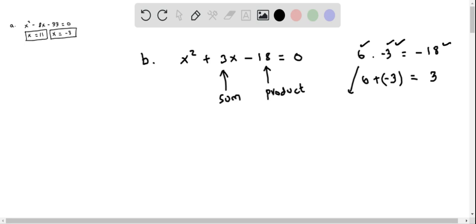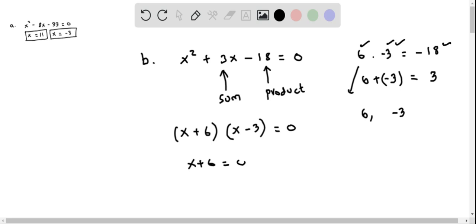That means we can write this in factor form as x plus the factors 6 and negative 3. So we put x plus 6 times x minus 3, and this equals 0. So now using the zero product property, we set two equations, that is x plus 6 equals 0 or x minus 3 equals 0.